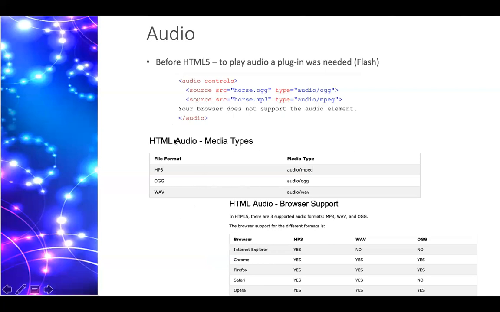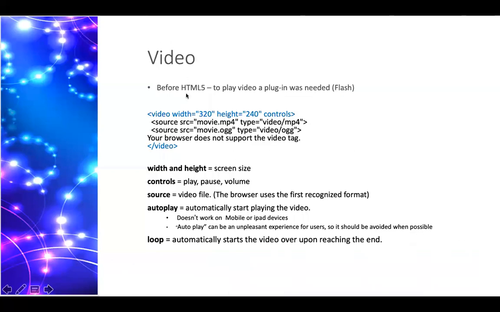It's that simple. Here are the different types of audio: WAV, OGG, and MP3. And then here are your different browser types. I guess when you're creating a web page, you have to be cognizant of who you're creating it for and what browsers and things that they have to use. So, all right, let's go on to video.